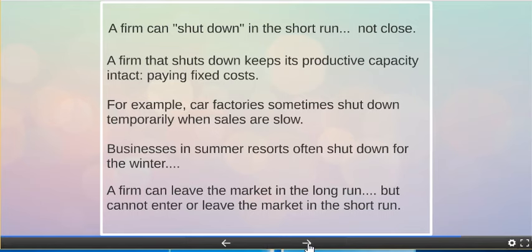A firm can leave the market in the long run, but it cannot enter or leave the market in the short run. In the short run, it can just shut down. It cannot close, but in the long run, it can close.